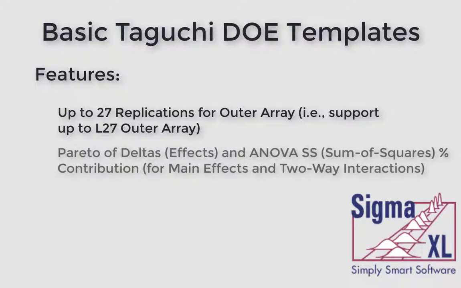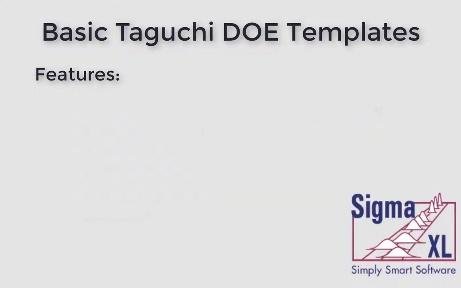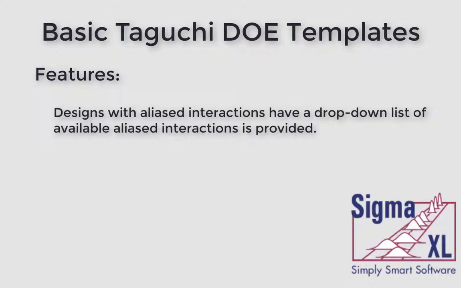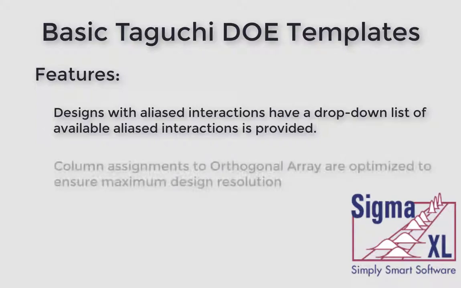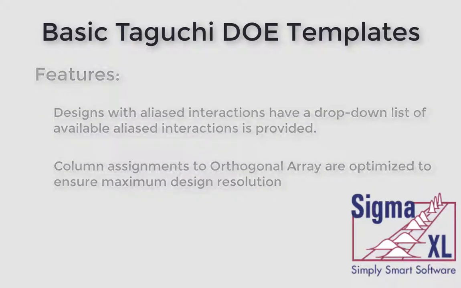They also provide Pareto of deltas or effects, and ANOVA sum of squares % contribution for main effects and two-way interactions, main effects plots and, if applicable, interaction plots. And for designs with aliased interactions, a drop-down list of available aliased interactions is provided. This is much easier to use than linear graphs. Column assignments to orthogonal array are optimized to ensure maximum design resolution.